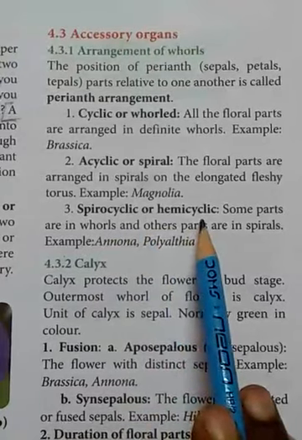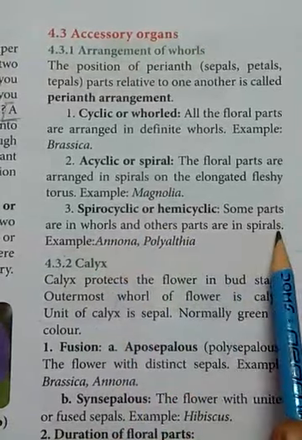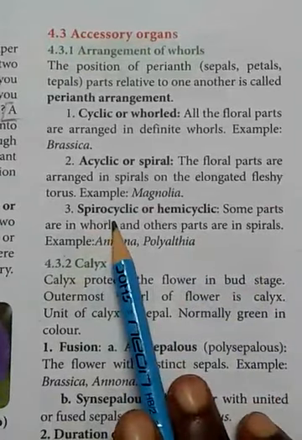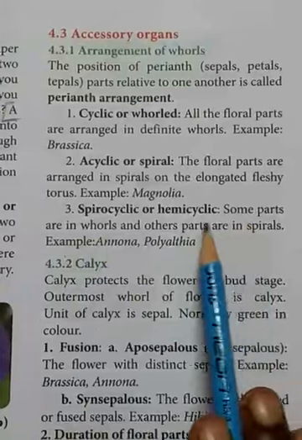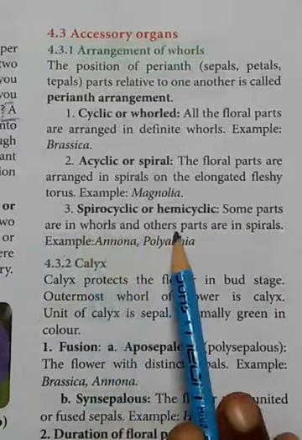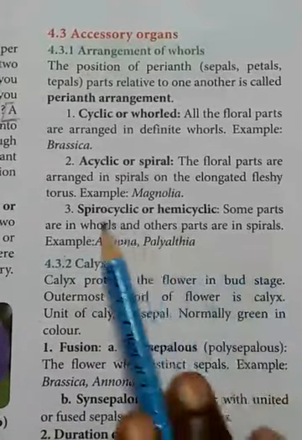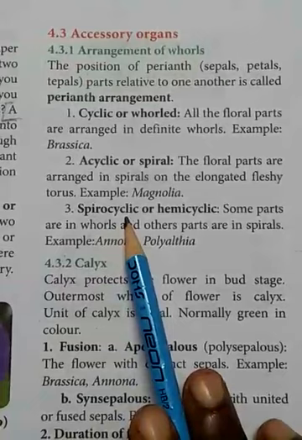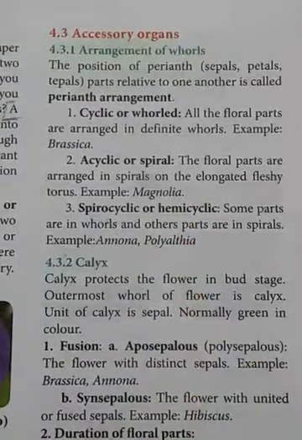Spirocyclic or hemicyclic. Some parts are in whorls and other parts are in spirals, then we call it spirocyclic. That is, in some whorls the floral parts may be arranged in a cyclic pattern, and in some they will be arranged in a spiral pattern, spring like, then we call it spirocyclic. So this is what we have studied in the arrangement of whorls.